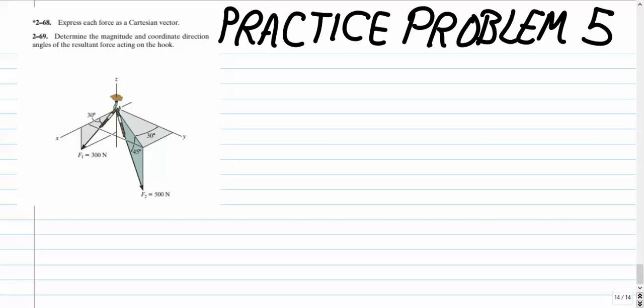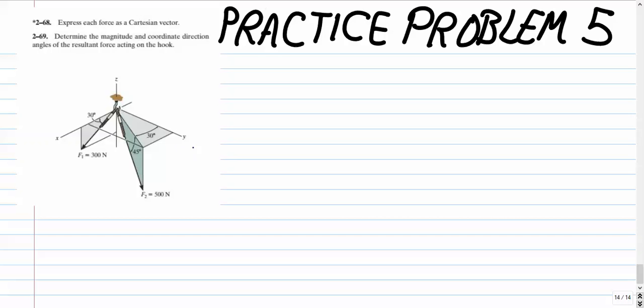So pretty much the same procedure as the previous practice problem. We have to express them as Cartesian vectors first, and then we have to add them, then find their resultant magnitude using the resultant force formula, and after that we have to find the three angles that the resultant force makes with the x, y, and z axes.